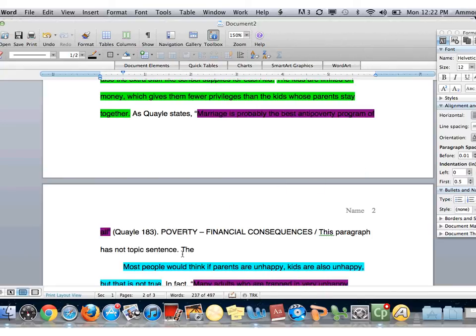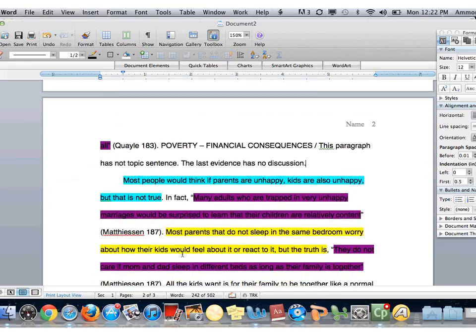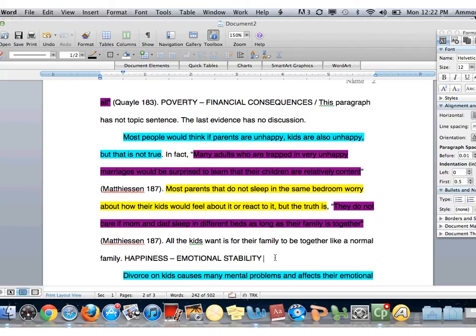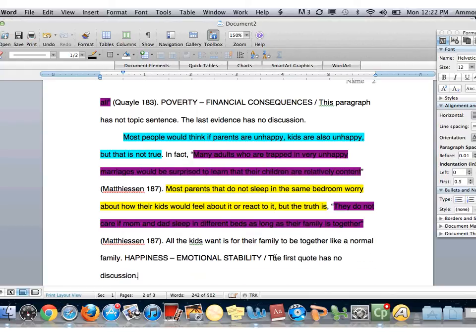So the last evidence has no discussion. Every quote needs to be discussed. No quote is self-explanatory. I don't care how simple it sounds. Okay, now here again we have some evidence. The next thing we have is some background for the next evidence. We don't really have any discussion. So the first quote has no discussion.